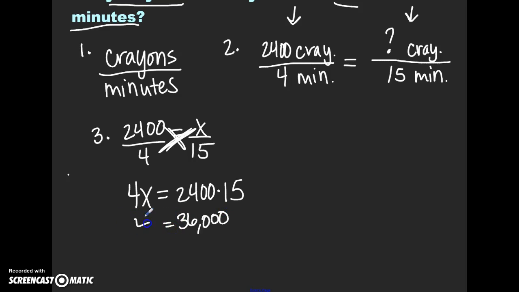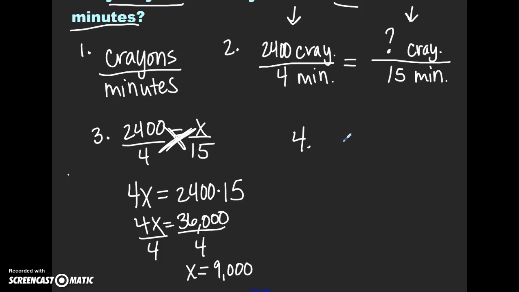Okay, so clean that up again. So it's 4x equals 36,000. So that's what you do, is you go from a proportion to an equation. That's your goal. Now to solve for x, divide both sides by 4. So x equals 9,000. Okay, and then my final step is to really answer the question.